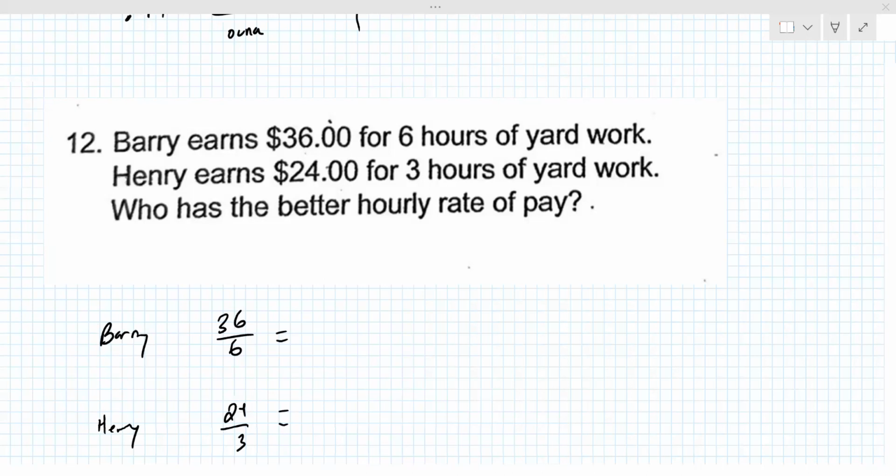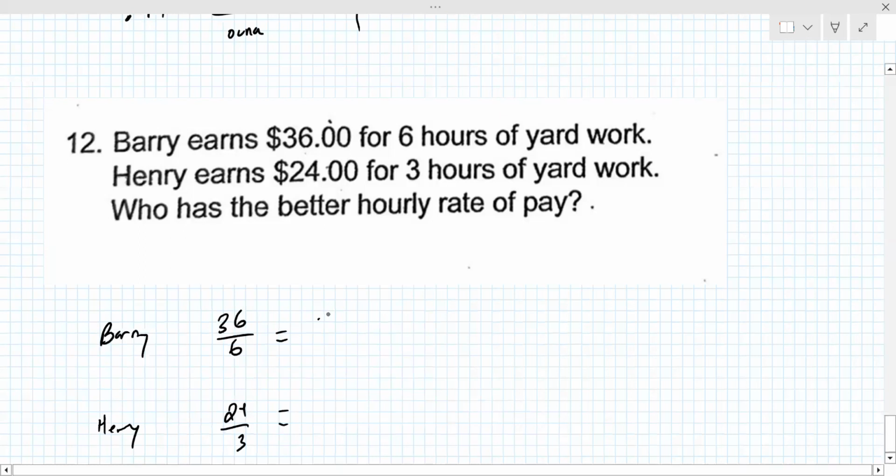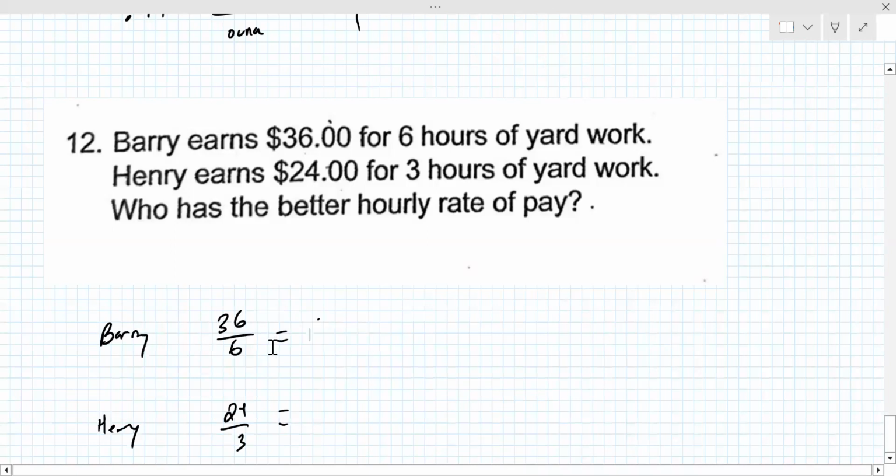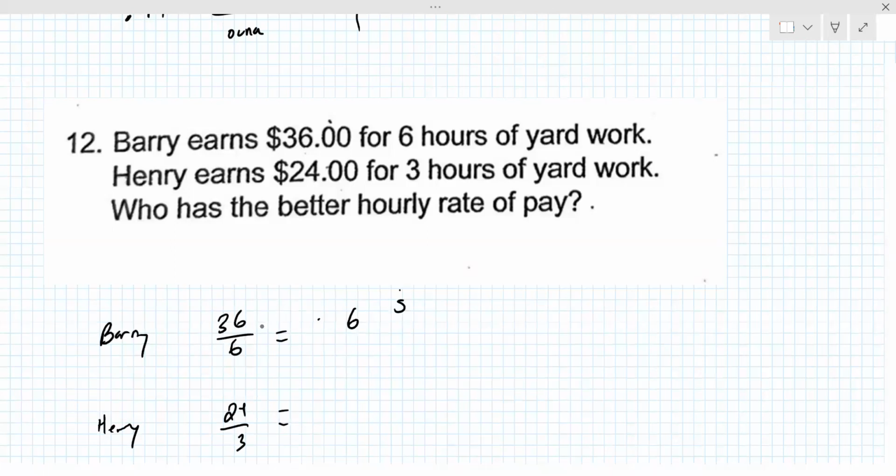Yeah, it would be Henry earns the better one. What is Barry's rate of pay though? $6 per hour. That's really important to add that in. What about Henry's? $8 per hour. Okay, good.